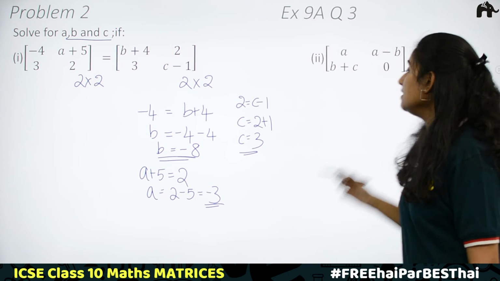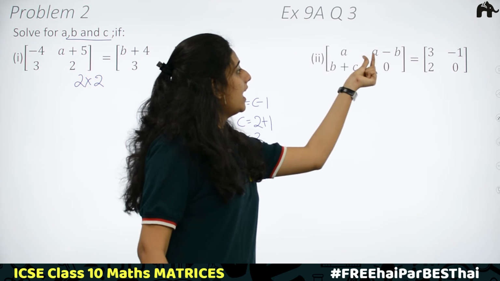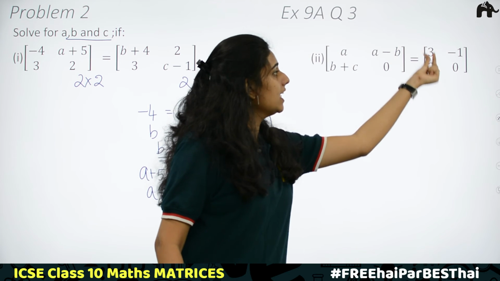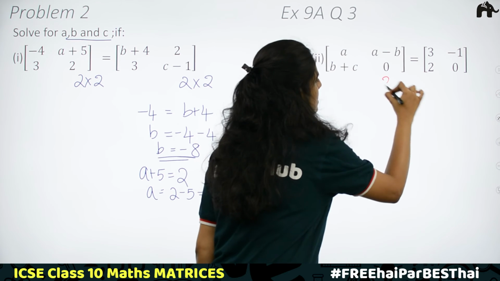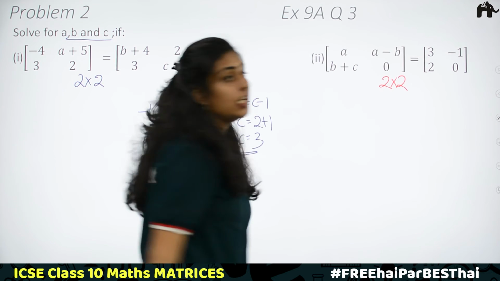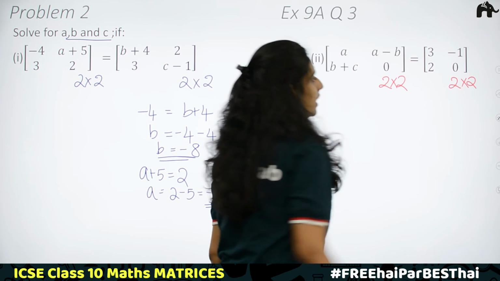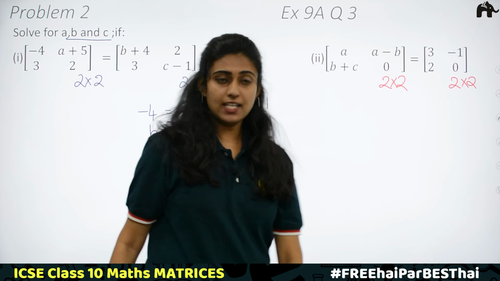Now, the second one. In the second question, we have matrix A minus B, B plus C, 0 is equal to 3 minus 1, 2, 0. Here again, this is a 2 by 2 matrix, 2 rows and 2 columns. This is also a 2 by 2 matrix. Okay. They are of same order. Now, the corresponding elements are equal.